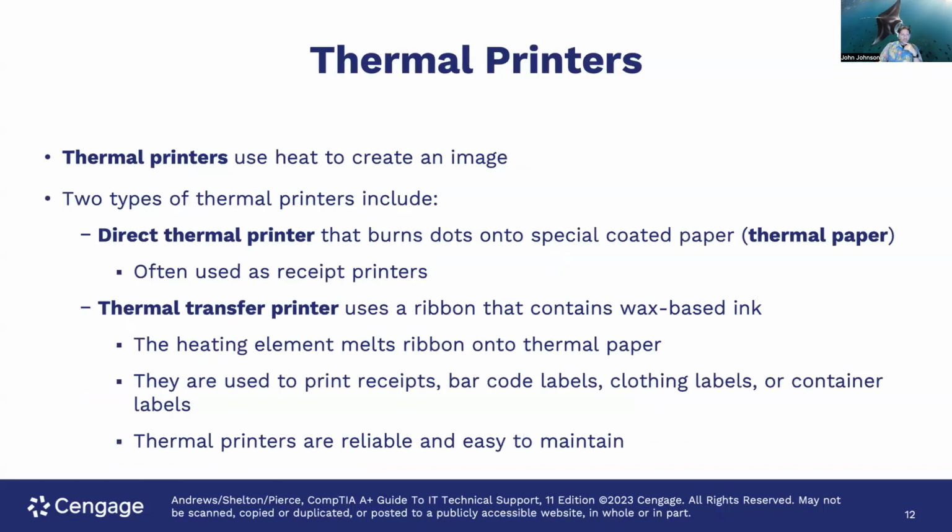Next, we have thermal printers. Thermal printers use heat to create their image. Two types of thermal printers include the direct thermal printer that burns dots onto special coated paper, thermal paper. It's often used in receipt printers that you see out there. Then we've got the thermal transfer printer, which uses a ribbon that contains a wax-based ink, and the heating element melts that ribbon onto the thermal paper. They're used to print receipts, barcode labels, clothing labels, container labels, and they're pretty reliable and easy to maintain as well.